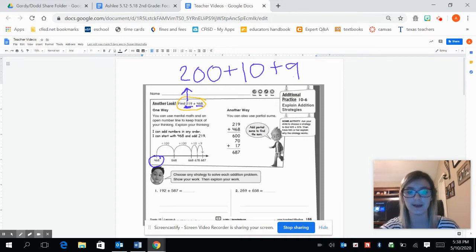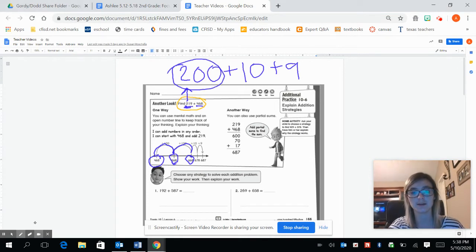So let's start. We're going to use our little leapfrog. We're going to leapfrog 100 to 568. Then we're going to leapfrog another 100. That's going to be 668. So we've already used our 200 up here. So let's use our 10. 668 leapfrog plus 10, that's 678. And then we're going to add 9 to the end. So 678 leapfrog plus 9 is 687. So our answer here is 687.